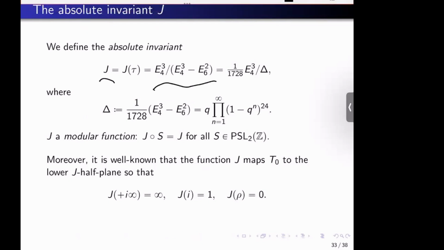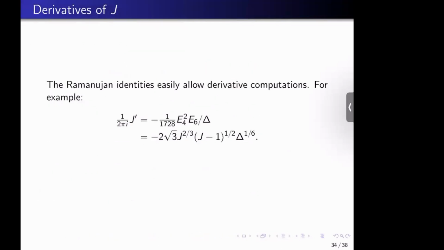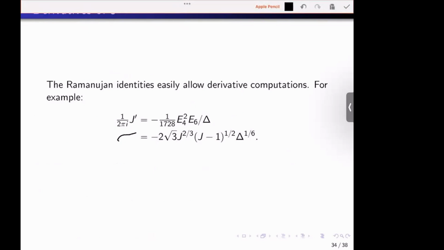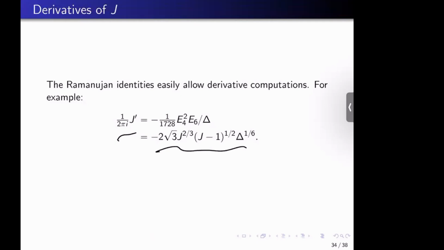And this actually means you can do all these computations explicitly. I have to gloss over this a little bit because I'm running out of time. For example, you can compute the derivative of this new variable J in terms of tau, and you get some explicit expression where this J appears and this discriminant, right?